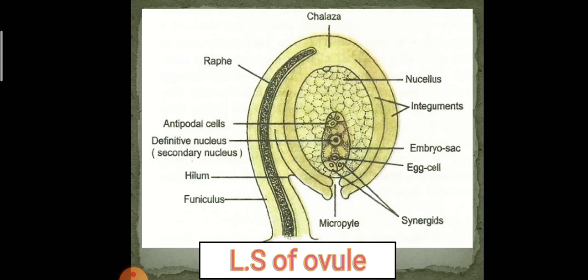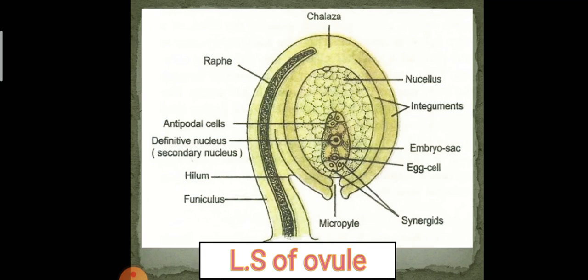So nucellus is also divided into two types, depending upon species to species. But inside that, nucellus consists of a megaspore mother cell. How that megaspore mother cell is later converted into an embryo sac or a female gametophyte, we will discuss. But before that, we have to discuss the types of ovule.